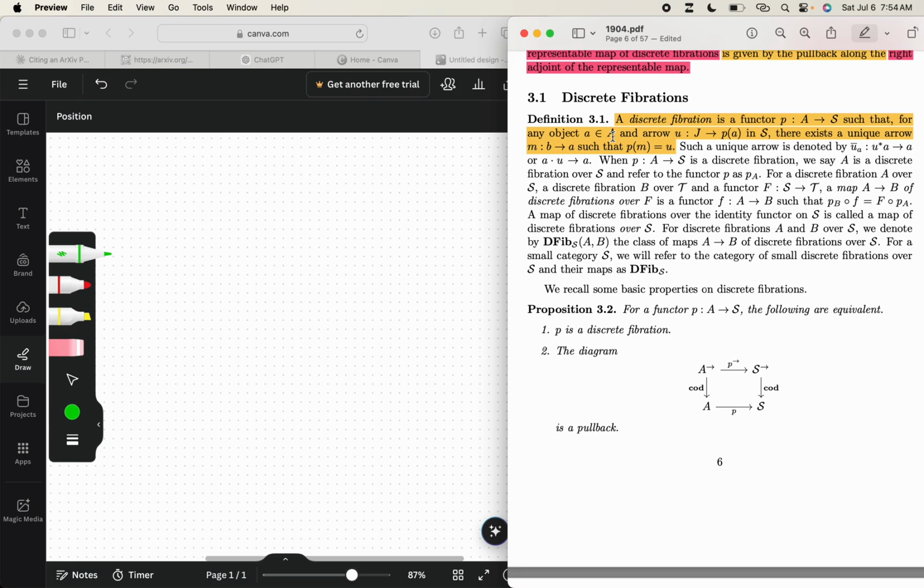A discrete fibration is a functor P such that for any object A in the category A and any arrow U from object J in category S to object P of A in category S, there exists a unique arrow M from object B in category A to object A in category A, such that when functor P maps M, it equals U. And I'm not gonna spend too much time.